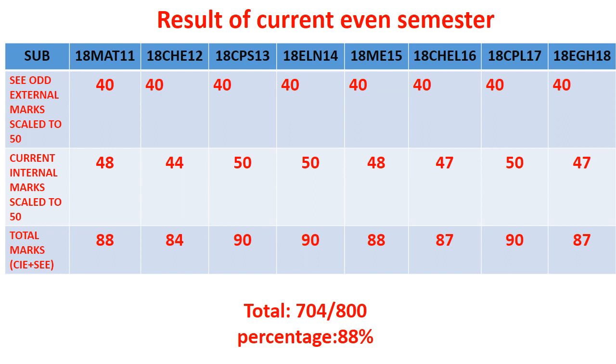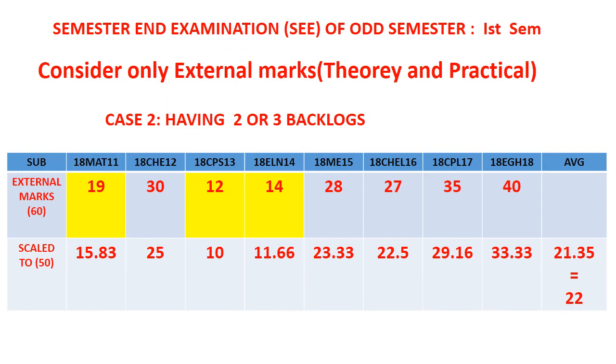So this is the result of the current even semester for case 1, meaning the student who cleared all the subjects. Next we'll come to the second case. First of all, we'll consider only external marks, theory and practical, for the semester end examination of the odd semester. I have taken first sem as an example.